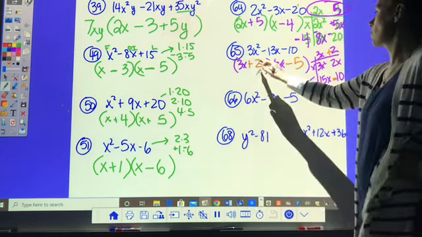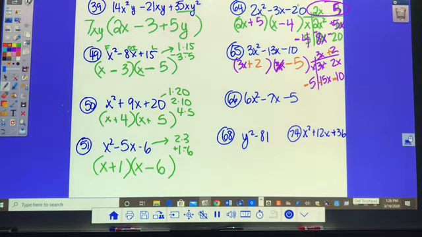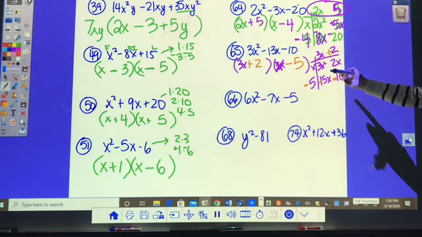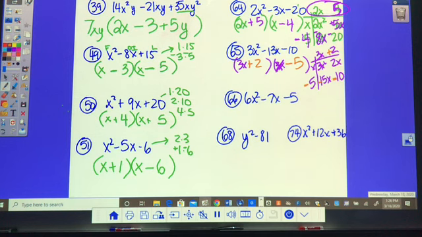So the final answer is 3x plus 2 and x minus 5. You guys can watch me do that problem to help you figure it out.